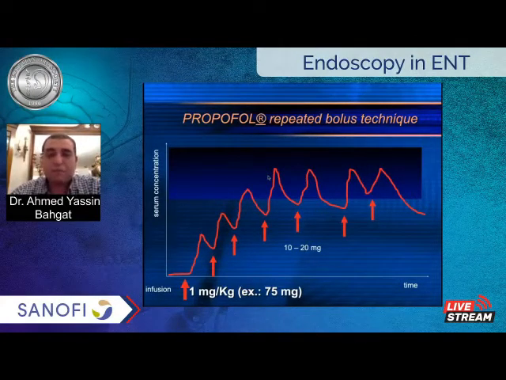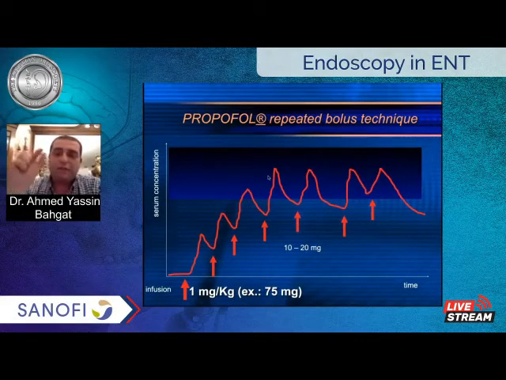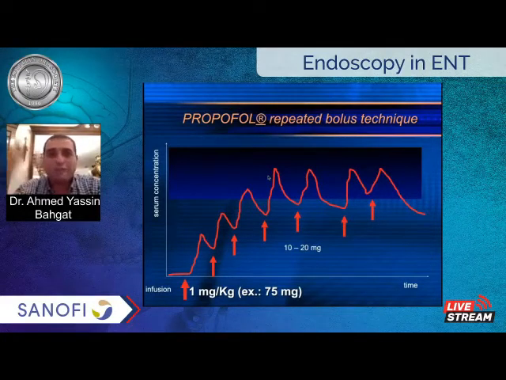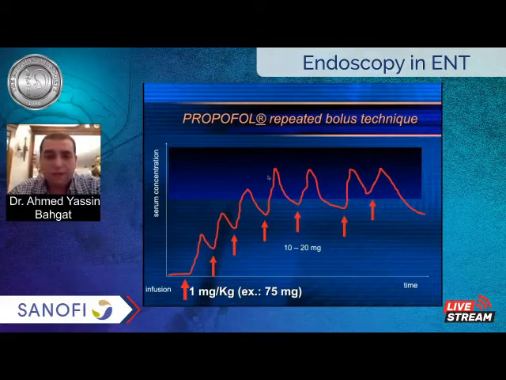So sometimes when you give propofol in a repeated bolus technique, you can't have steady sleep, and you have what we call a very narrow observation window, so that you can miss some findings during the fluctuation of the propofol.